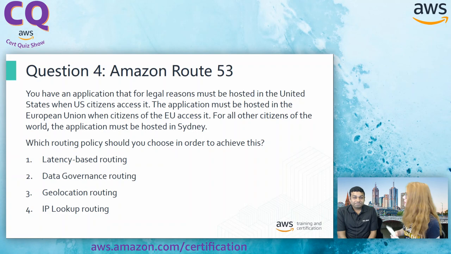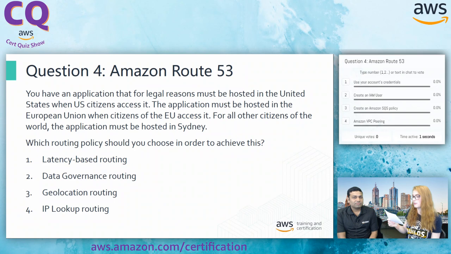All right, you have an application that for legal reasons must be hosted in the United States when US citizens access it. The application must be in the European Union when citizens of the EU access it. For all other citizens of the world, the application must be hosted in Sydney. Long one. Which routing policy should you choose in order to achieve this? One answer only.